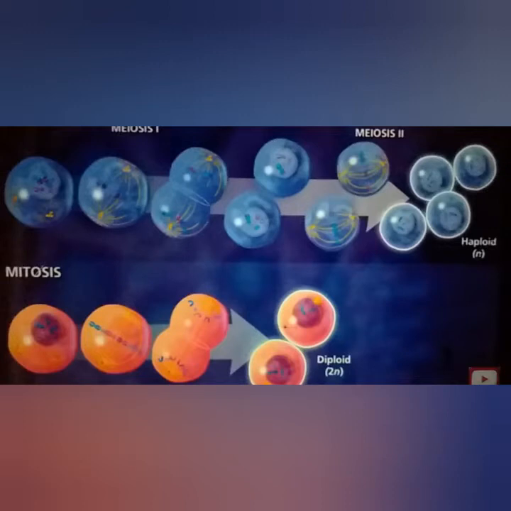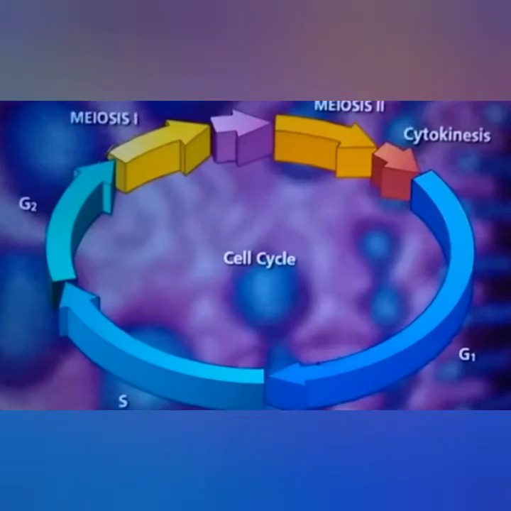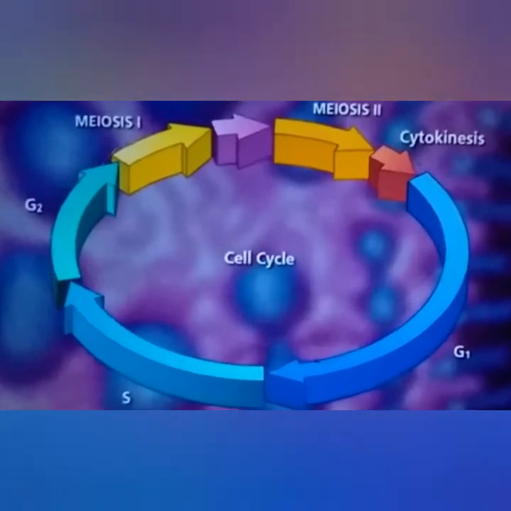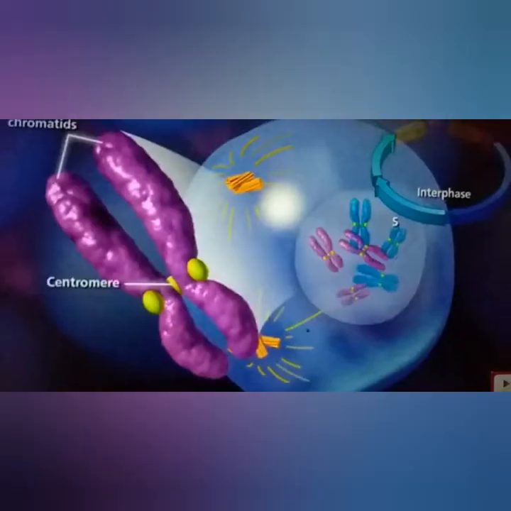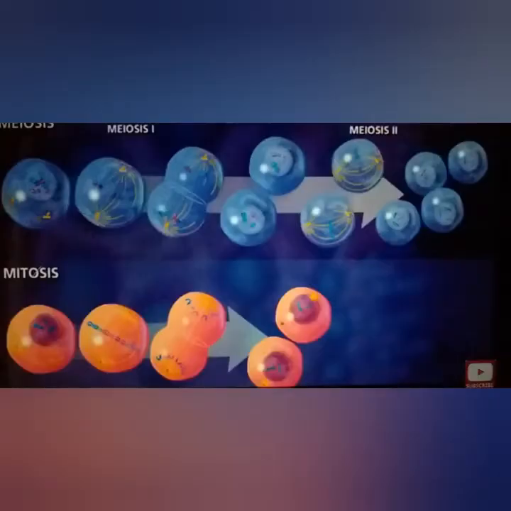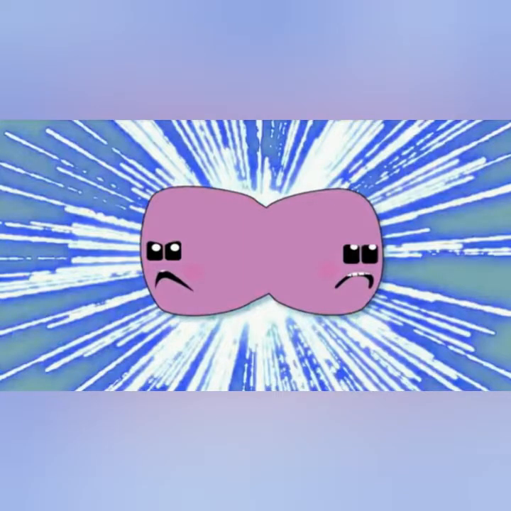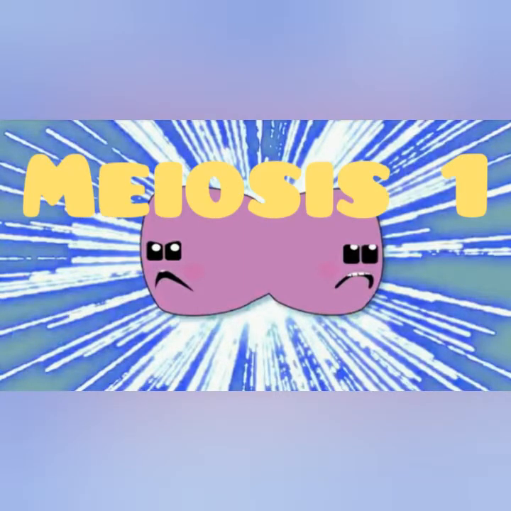Okay. Now the preparatory phases of both the divisions, that is meiosis and mitosis, are the same, that is G1, S and G2 phase, which is known as the interphase. Then it is followed by meiosis 1 and meiosis 2. As we know, in meiosis 1 and then meiosis 2 occurs. Let us first discuss meiosis 1.